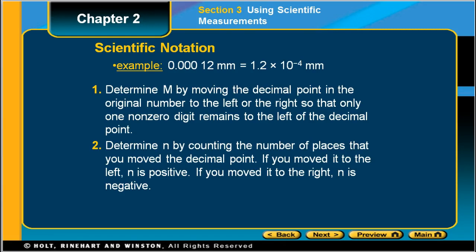All right, so what you do, you determine m by moving the decimal point in the original number to the left or the right, so that only the one non-zero digit remains to the left of the decimal. So a number between 1 something and less than 10. Determine n by counting how many places you have moved the decimal place. If you've moved it to the left, n is positive. If you've moved it to the right, n is negative.